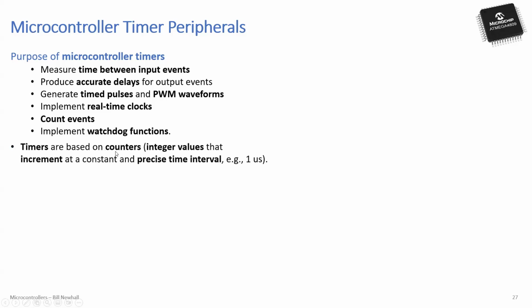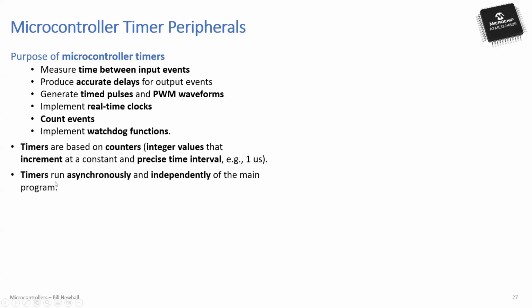Timers are based on counters. Okay, counters are integer values that increment at a constant rate. They have a defined interval that you can define, and I'll show you how to do that. But they can be tied to a crystal oscillator or a precise time base. So you can make them increment very fast, like a microsecond period, or you could have them increment more slowly. But when you think timers, think binary counter, a counter that either increments or decrements.